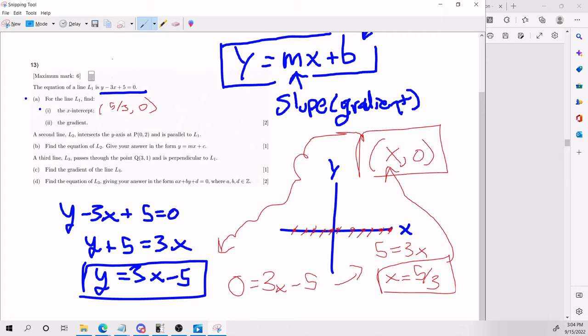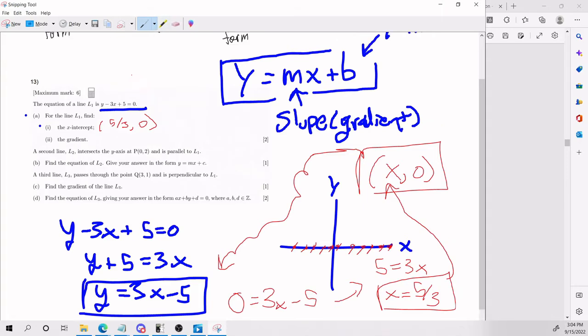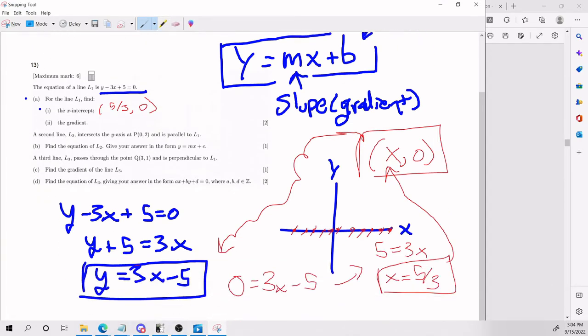For the gradient, we already put it into the linear equation form, so we can just look at this number here. It's a 3. The gradient is 3, or we can also get ourselves fancy and say that m equals 3. All right, so that is for part A.